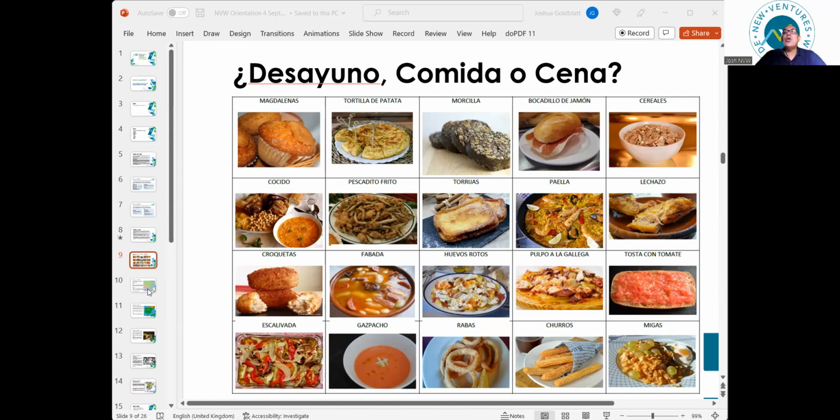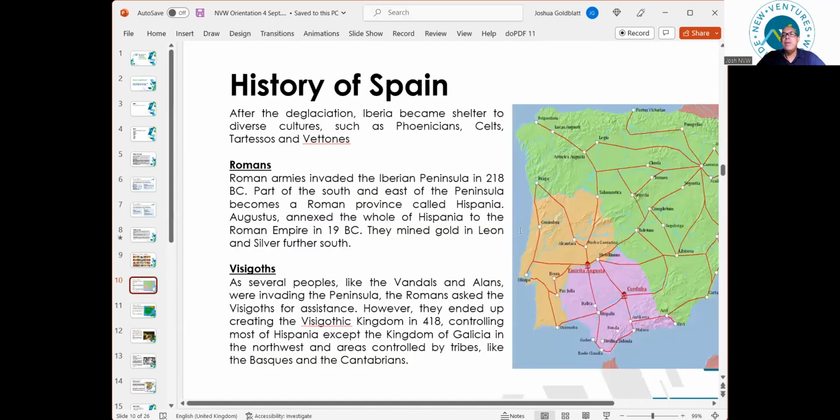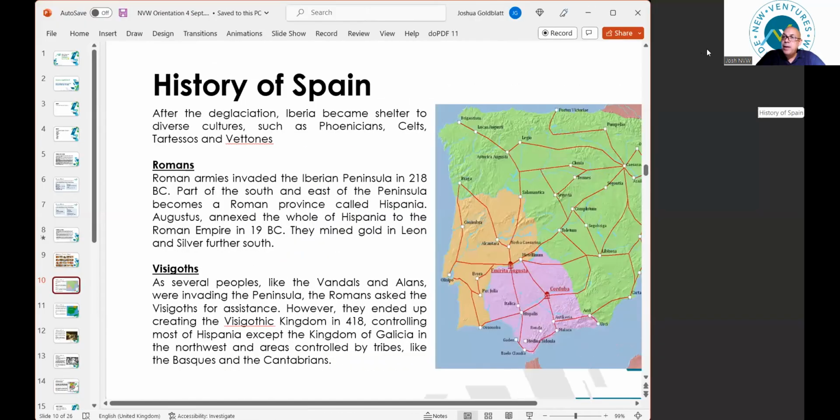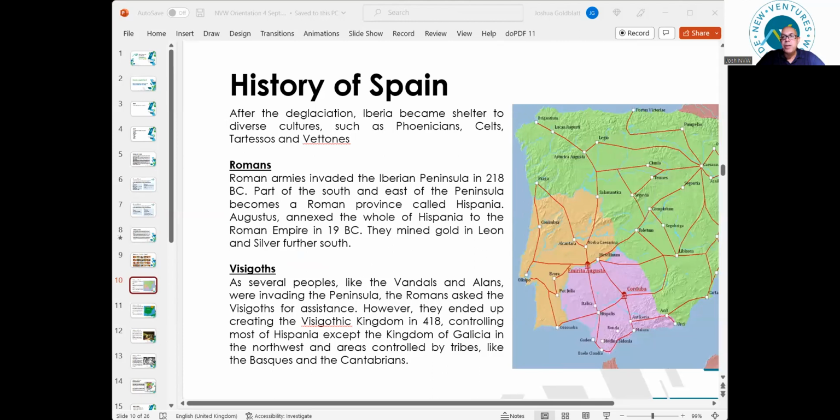Okay, all right, let's go on then. So that's all we're going to say about food. Look, we spent a whole hour talking about food, but Spanish people speak constantly about food. Let's look a little bit at the history of Spain. We won't spend very much time on this, but I just wanted to see a few things.